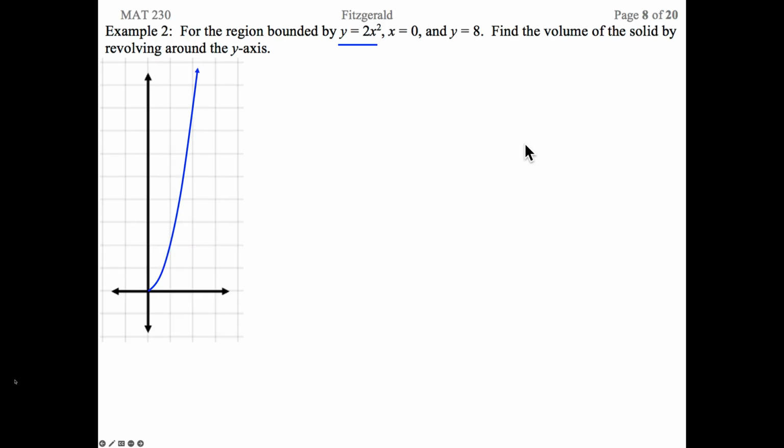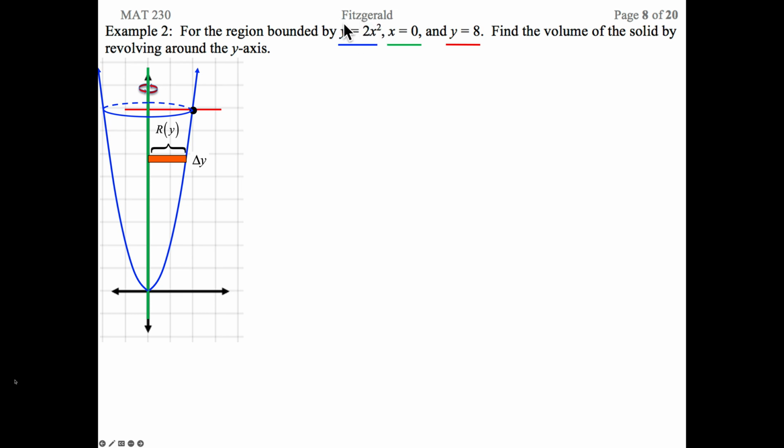Okay, next example. Same curve, x equals 0 and y equals 8. And now we want to revolve it around the y-axis. So that means I'm going to have a perpendicular horizontal reference rectangle. So now we're going to integrate with respect to y. So again, take your blue curve, flip it over the y-axis. Here's my three-dimensional object. So r of y has to be found.